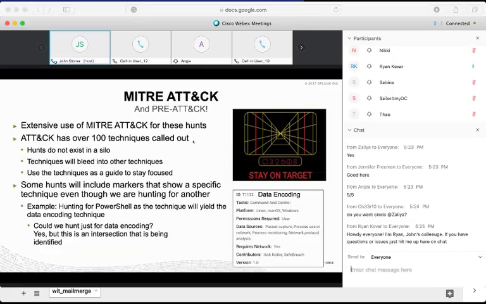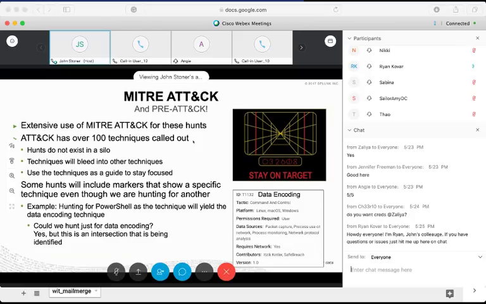And again, we use MITRE ATT&CK. There's over 100 different techniques defined within MITRE ATT&CK. These hunts do not exist in a silo. So while we are using that specific technique as a starting point for our hunt, we're going to run into intersections with other techniques that are going on out there. So what we're going to do is we'll do a hunt, and then we'll come back together and go through some of the slides with the app to say how these pieces fit together. And you'll see little boxes in the lower right-hand corner that call out a specific technique.